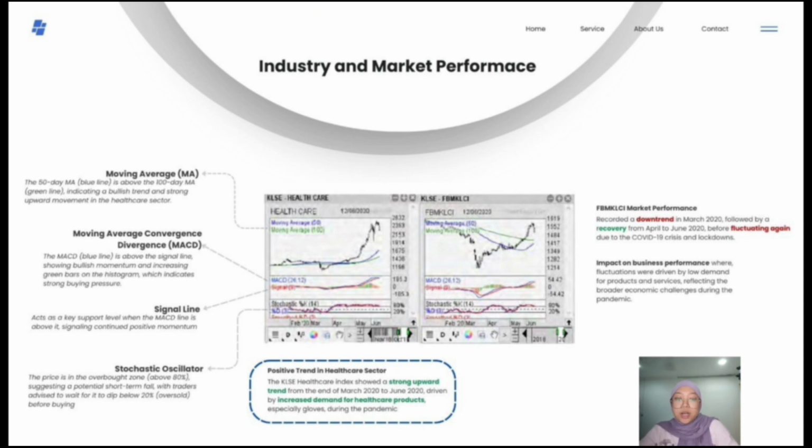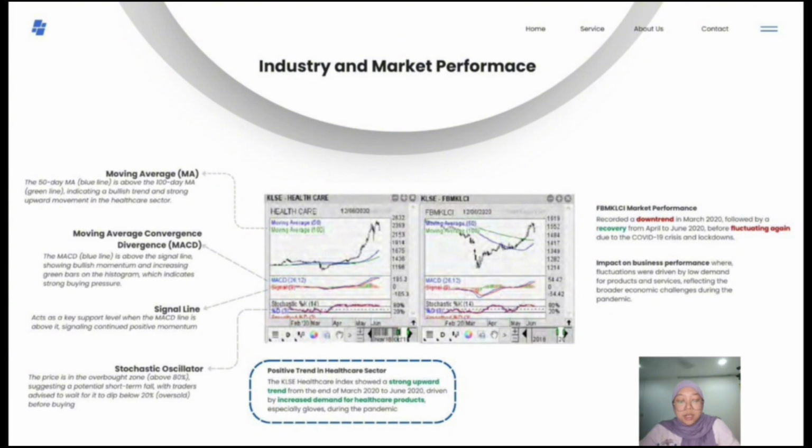While the healthcare sector shows a strong upward trend from the end of March 2020 to June 2020, driven by increased demand for healthcare products, especially the glove sector, during the pandemic. So as we can see, here is how we use the MA for healthcare: the blue 50-day line is above the green 100-day MA, indicating a bullish trend, a strong upward movement in the healthcare sector. While for the MACD in the middle chart, the MACD blue line is above the signal line, which is the red one, showing bullish momentum, and the increasing green bars on the histogram indicate strong buying pressure. The signal line, the red line, acts as a key support level when the MACD line is above it, signaling continued positive momentum.